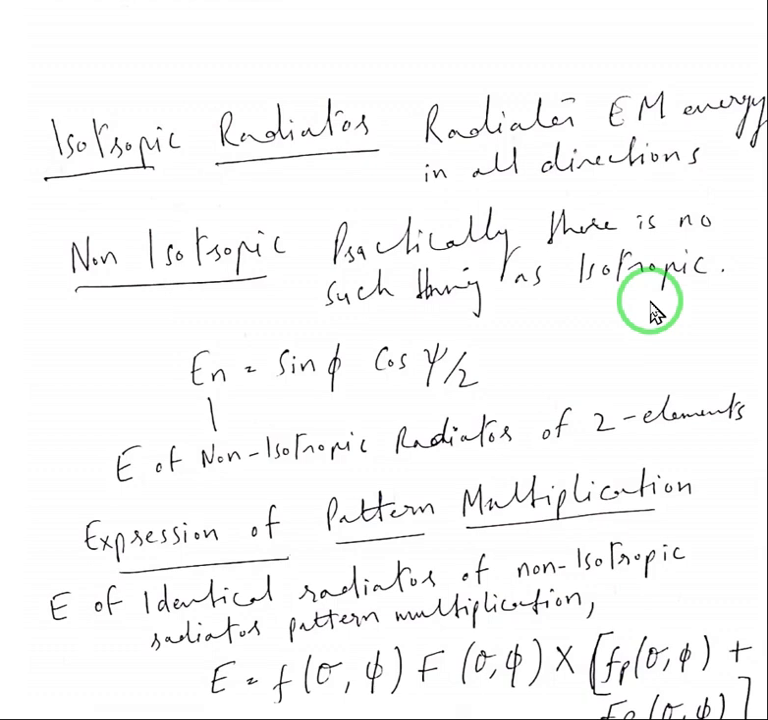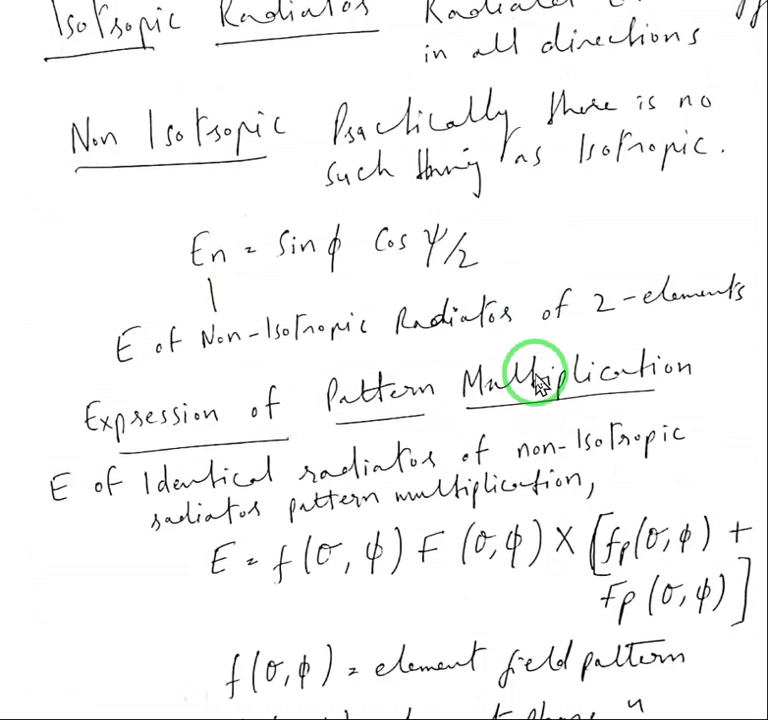The general formula for the normalized electric field for non-isotropic radiators of two elements is sine phi cos psi by 2. That is the normalized electric field for non-isotropic radiators, two elements.